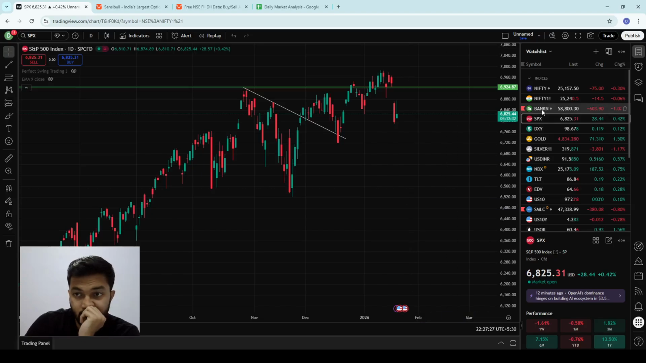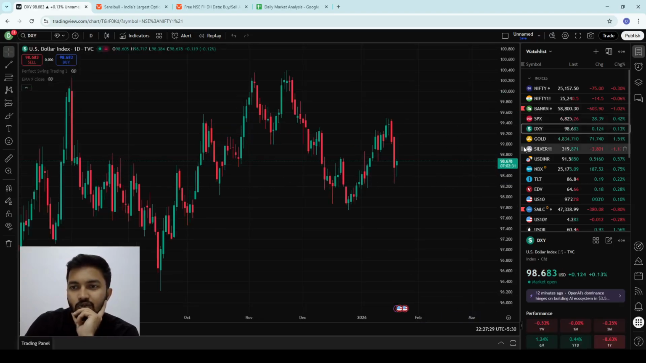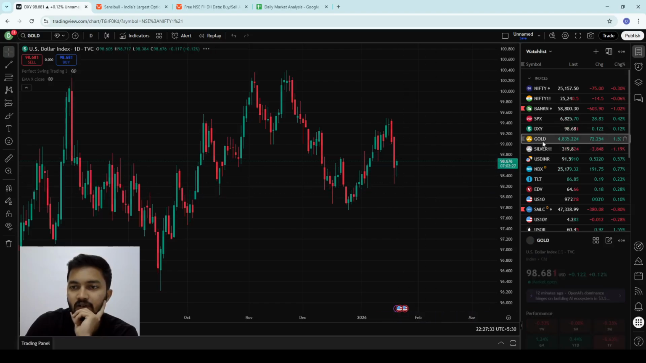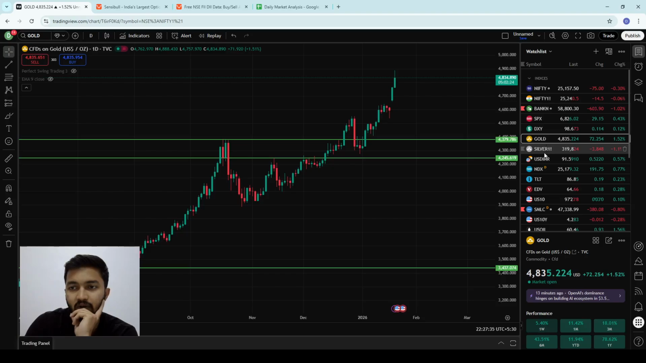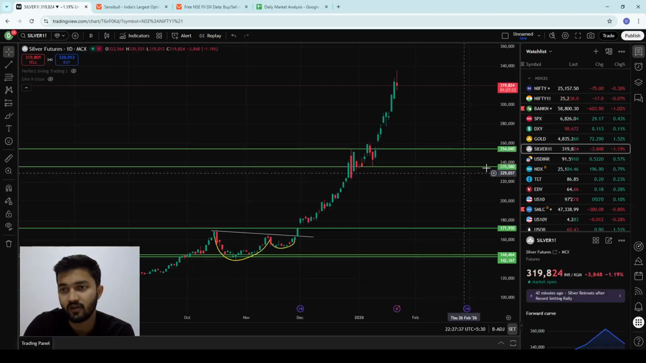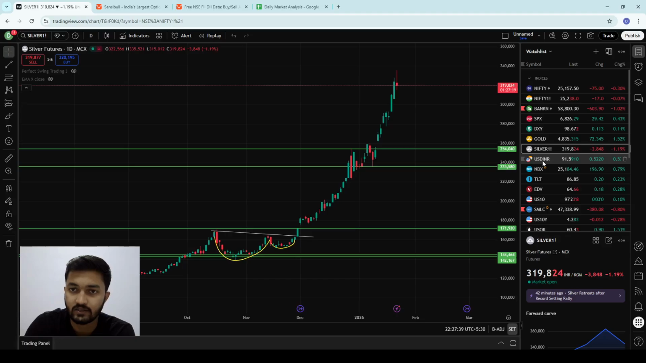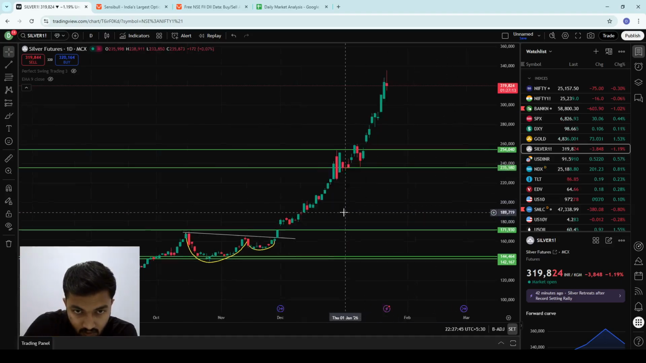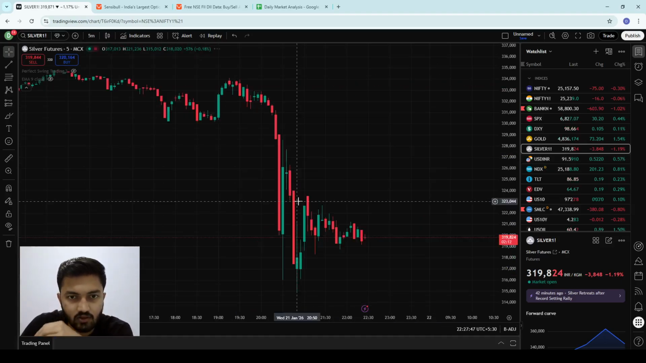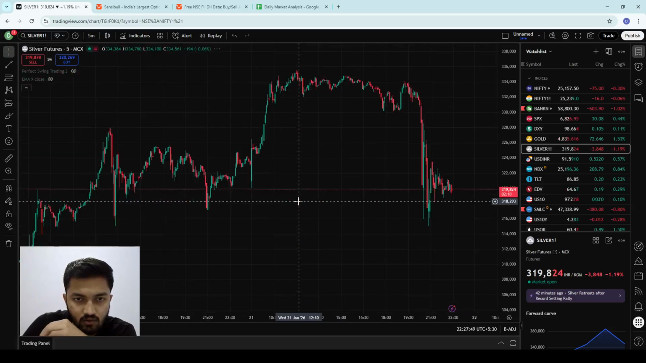So S&P looks negative, DXY is taking some sort of support after forming a big bearish engulfing pattern. Gold at an all-time high, some sort of panic. Silver is finally having some sort of relaxation, but still I don't know. At 11:30 or something, the markets will just see when the markets in MCX close.